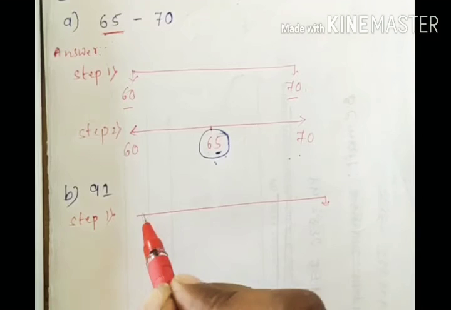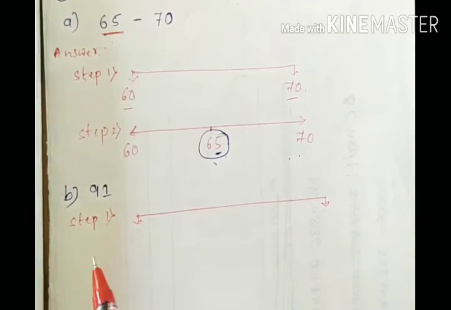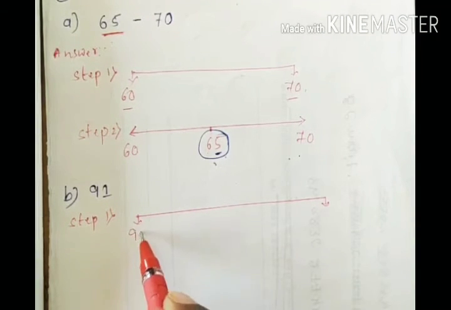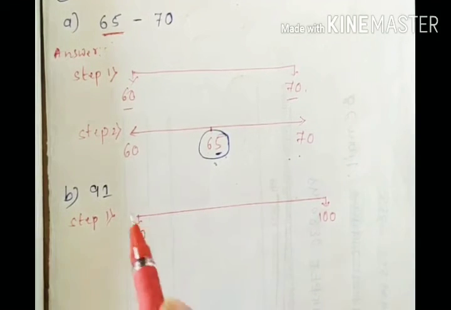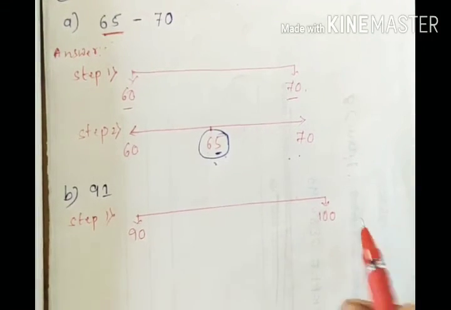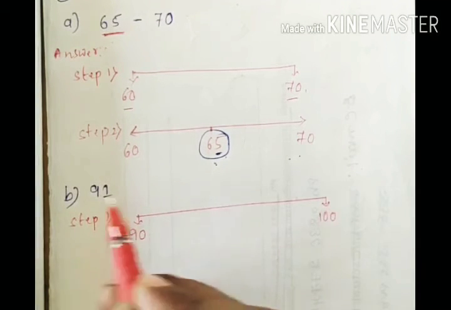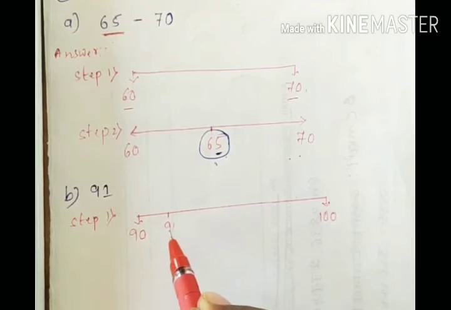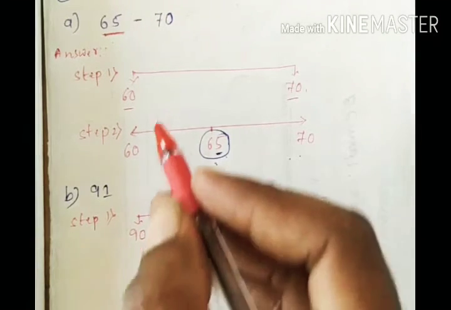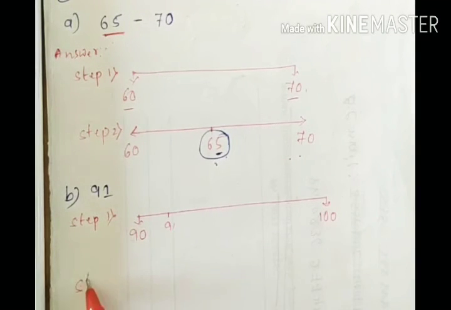Find the two nearest tens of the given number. So 90 and 100. These are the two tens, right? And in between 90 and 100, you will get this number, 91. So here 91 will come, right? Anyway, just go to the second step.